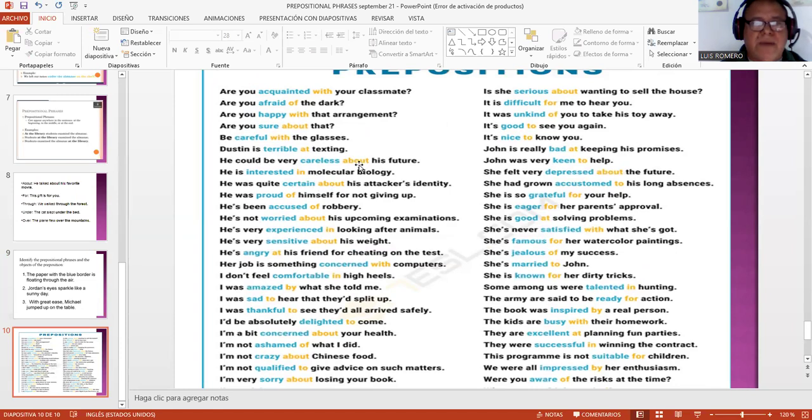Look at this one: about his future in molecular biology, about his attacker's identity, of robbers. This one is simple, about his weight, and so on and so forth. To John, look at this one, very short. To John, right? Well, that's the topic about the prepositional phrases. I think that you got it very fast. Questions, Alex?